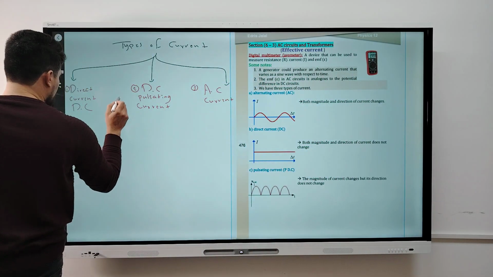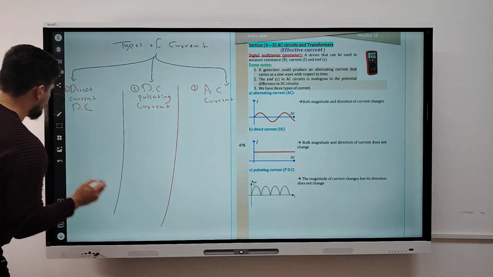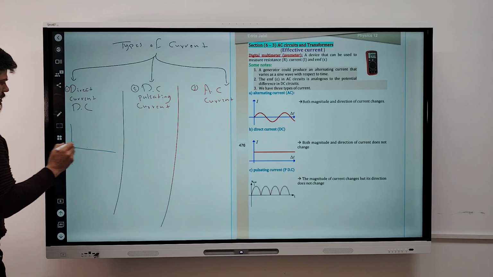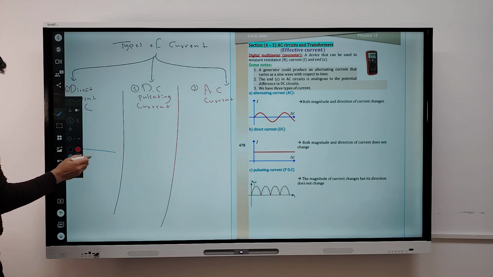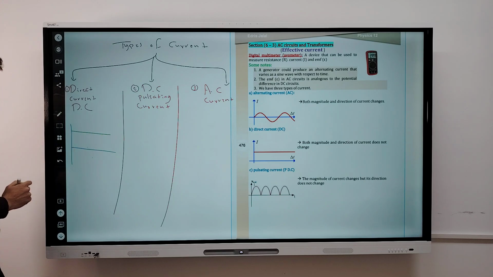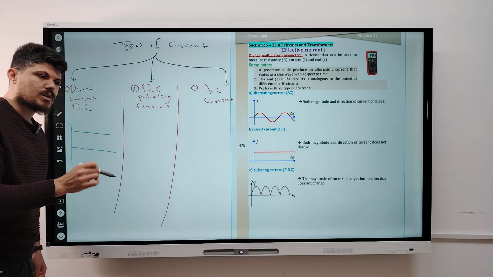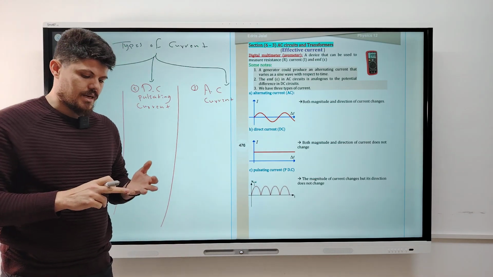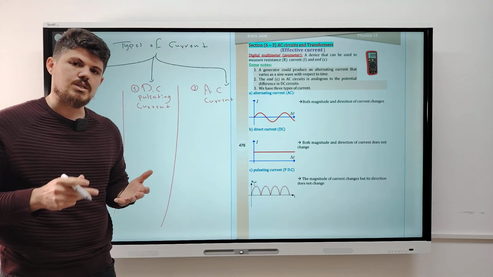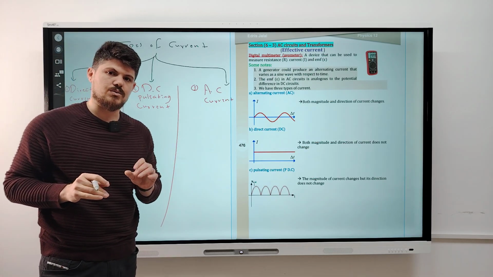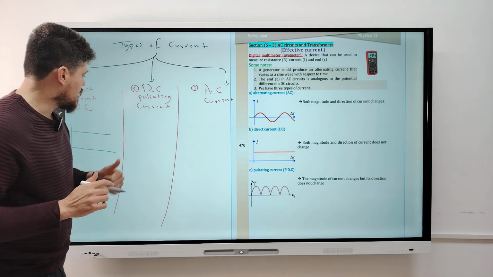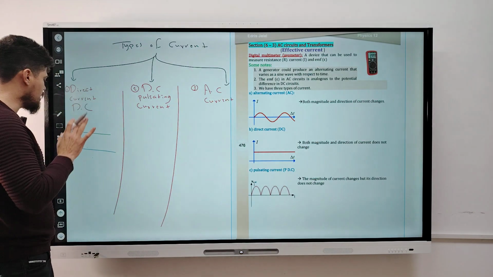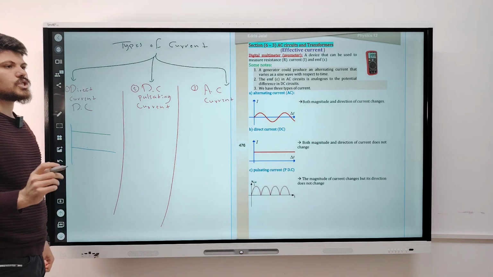In DC battery, according to its name, the direction of the current does not change. The direction and the magnitude of the current does not change. In which of the following currents the direction and the magnitude of the current does not change? In DC battery only. In DC battery, the direction of the current is steady, directed, and neither the direction nor the magnitude changes.